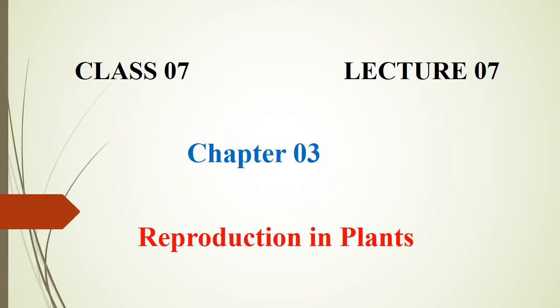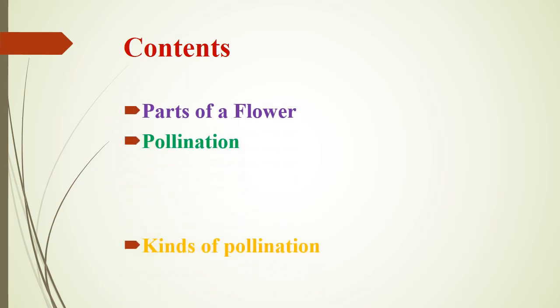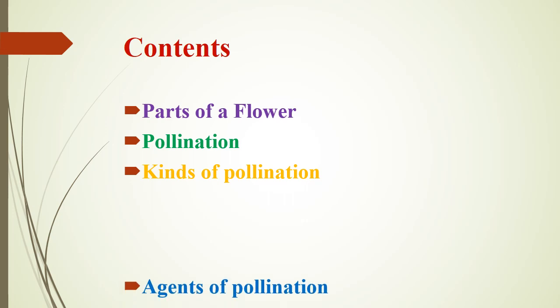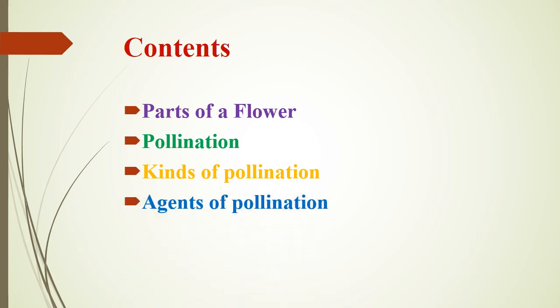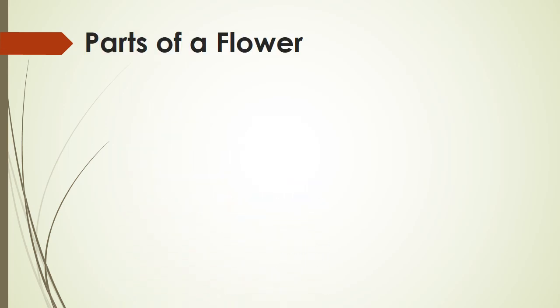Today, lecture number 7 from chapter 3, that is reproduction in plants. Here we will discuss parts of a flower, pollination, kinds of pollination and agents of pollination. So, first of all, we start from parts of a flower.